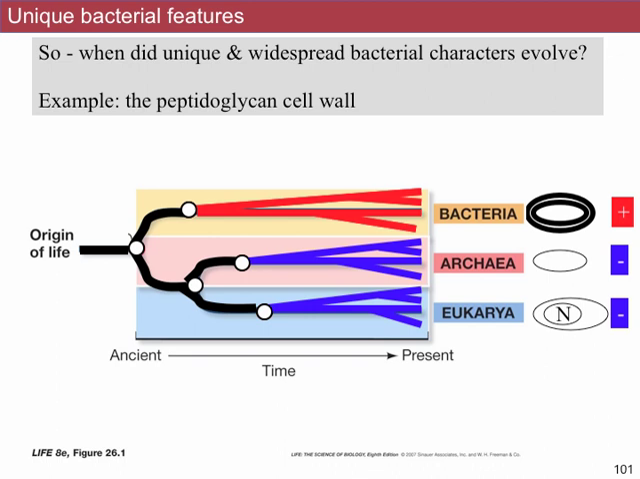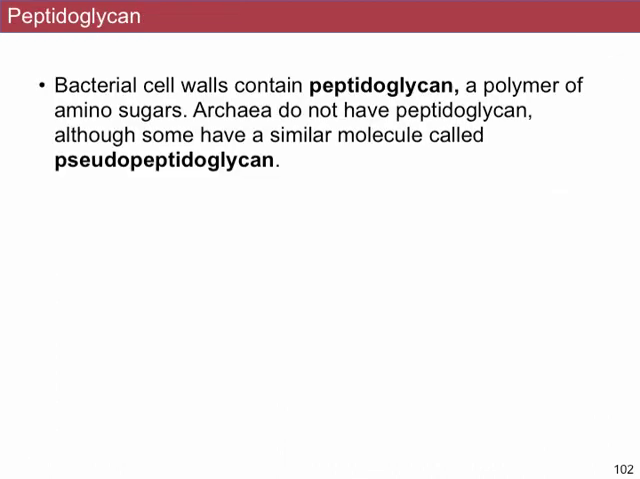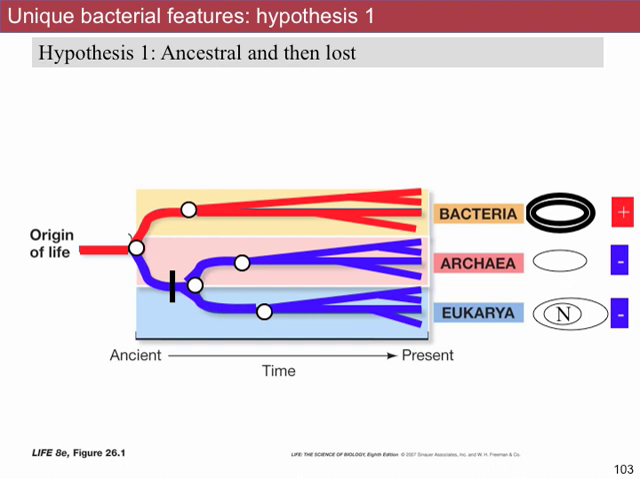All bacteria have peptidoglycan, so I've drawn it as present. Archaea and eukaryotes do not. So how can we infer the ancestral character states for peptidoglycan? One possibility is shown here. It was present in the common ancestor of everything, and then lost on the branch leading to the common ancestor of Archaea and eukaryotes. That requires one change event. An alternative possibility is that it was absent from the common ancestor of everything and gained on the branch leading to bacteria. That also requires one change event.